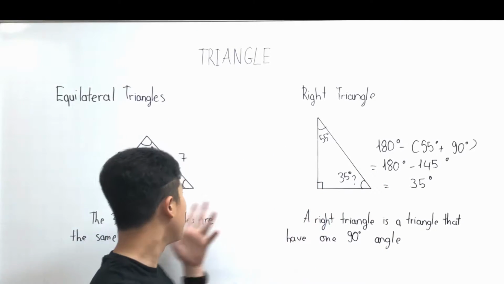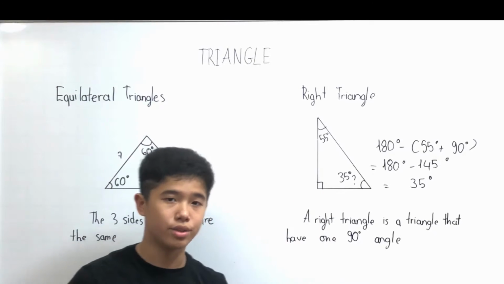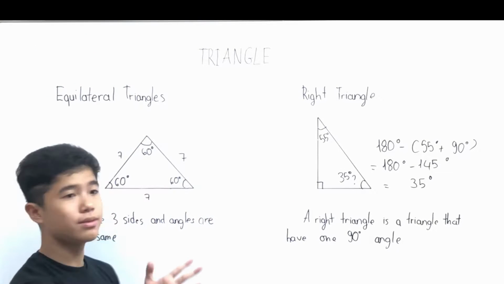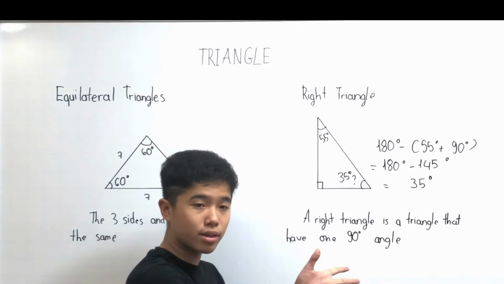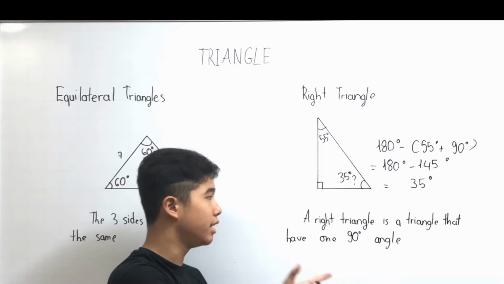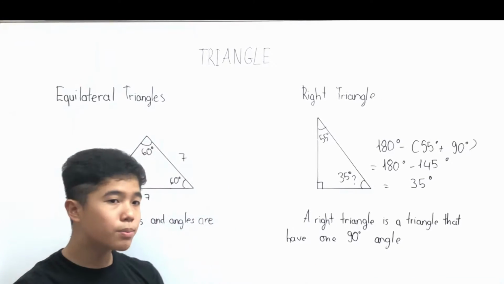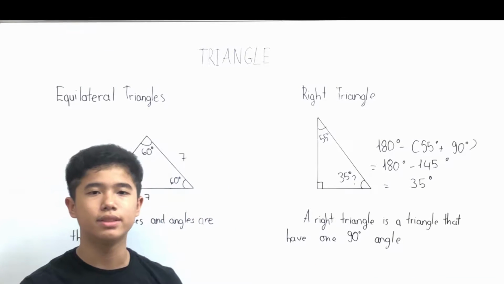Did you understand both the equilateral and right triangle? Equilateral, all the sides and angles are the same. Right triangles have a 90-degree angle. Let's move on to another one.